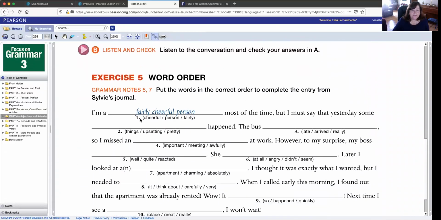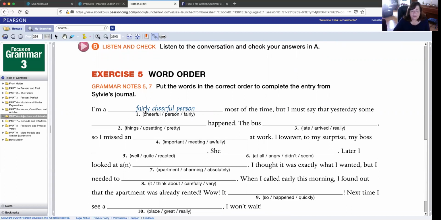Okay, so the next one, exercise 5, is on word order. You have to put the words in the correct order to complete the entry form. You are going to probably have to go back to that list of what comes first, opinion, size, that whole list to do this. So I'm a fairly cheerful person. The noun always goes last, so we're going to put person last, okay? This is an adjective. That's going to go before the noun, this cheerful person, and this fairly is an adverb showing you how cheerful, to what degree.